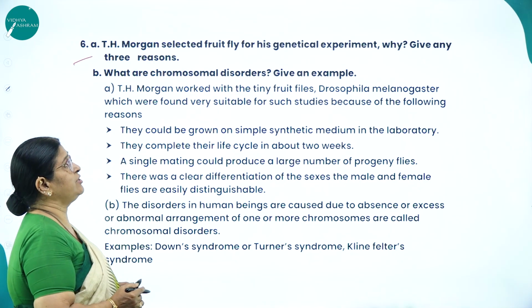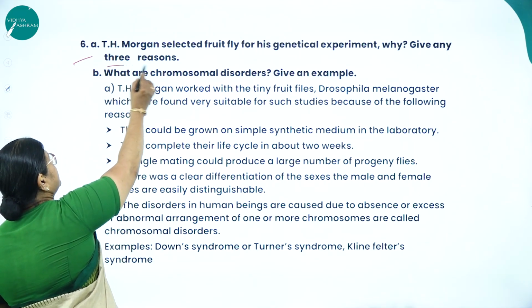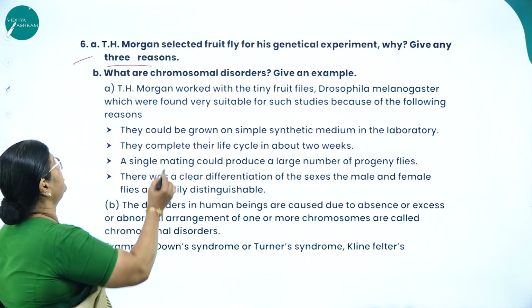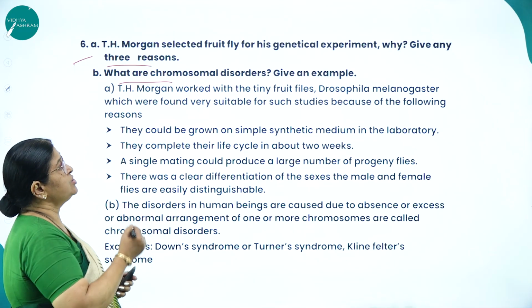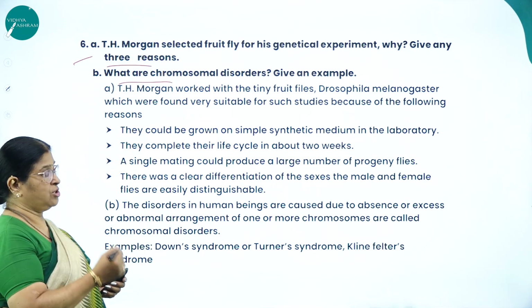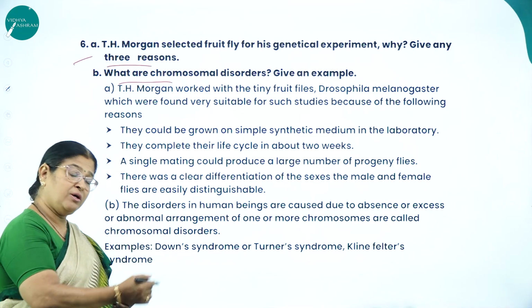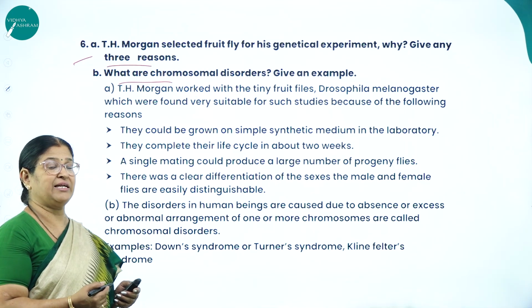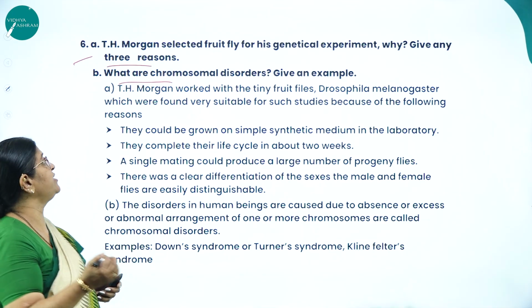T.H. Morgan selected fruit fly for his genetical experiment. Why? Give any 3 reasons. And it is a split question. B. What are chromosomal disorders? Give an example. So why did Morgan select Drosophila melanogaster or the fruit fly for his experiment, just like how Gregor Mendel selected the garden pea for his experiment? You have to give 3 reasons.